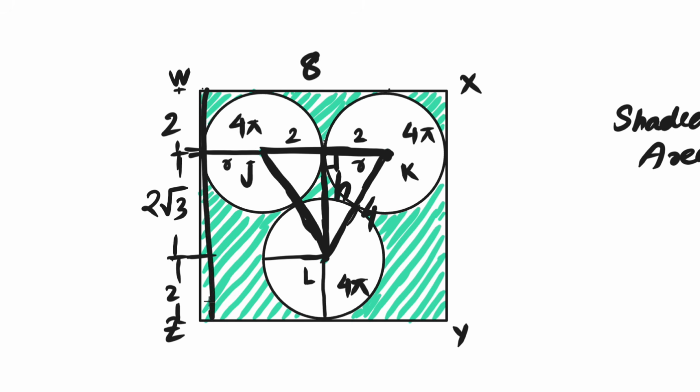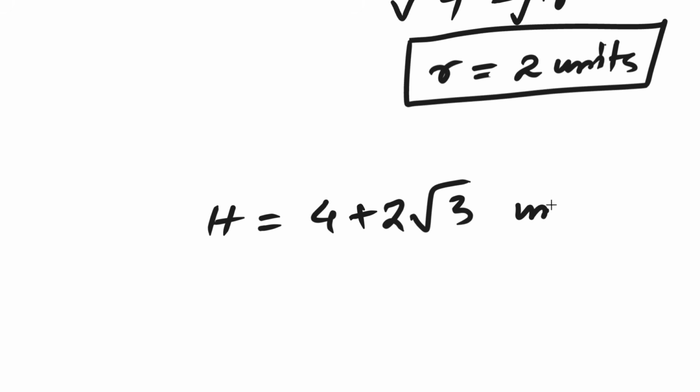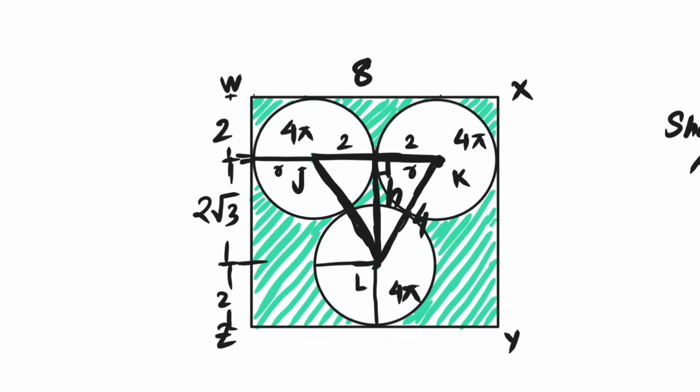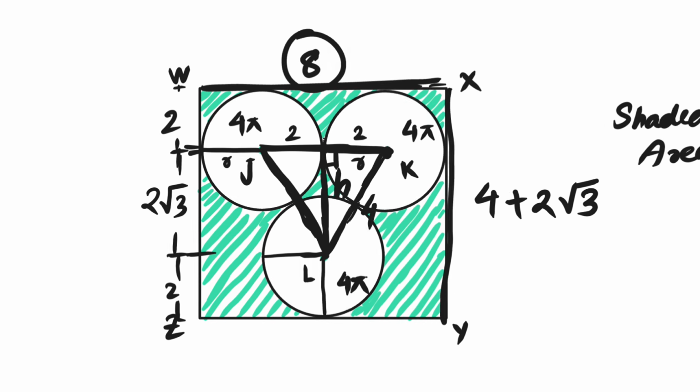Therefore, the total height of the rectangle is 2 plus 2 square root of 3 plus 2. Combining the two ordinary numbers, 2 plus 2 gives 4, so the height is 4 plus 2 square root of 3 units. At this point, we know both dimensions of the rectangle. The width is 8 units, and the height is 4 plus 2 square root of 3 units.